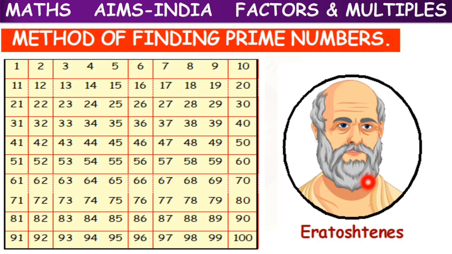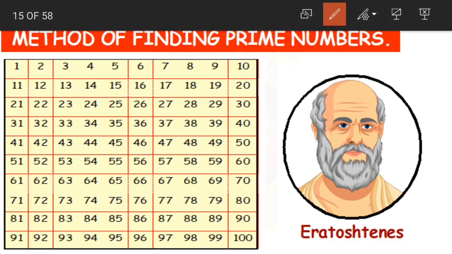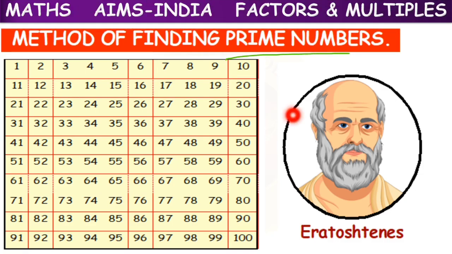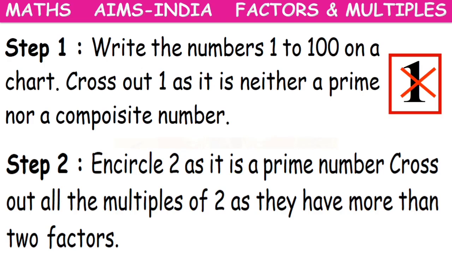Can you see this man here children? He is a Greek mathematician named Eratosthenes. What did he give? He gave us a method of finding prime numbers without finding out the factors. What are prime numbers? Prime numbers are those which have two factors. We can tell a number is prime or not based on the number of factors. But this mathematician gave us a simple method to find out the prime numbers without even calculating the factors. Now let us see what it is.